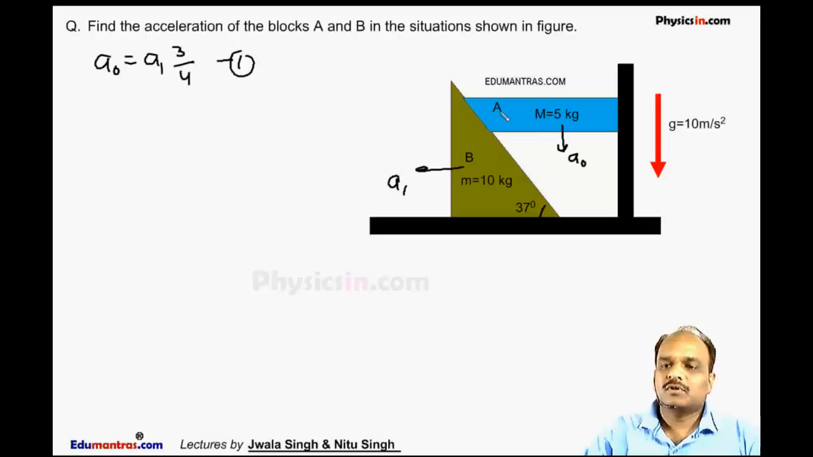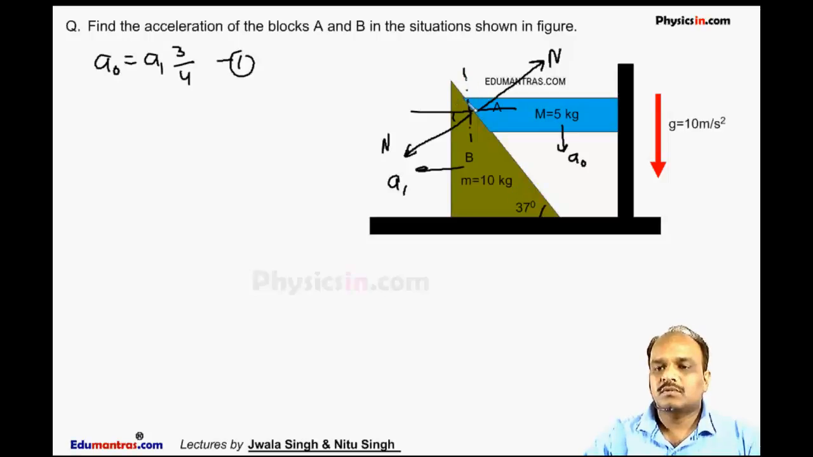Now the second one, if we draw the free body diagram here, the normal reaction on this wedge will act like this, and here the normal reaction will act in this direction. This angle is 37 degrees, so this angle is 53 degrees. If this is 53, this angle is 37, so this angle is also 37 degrees. This angle is 53 degrees.